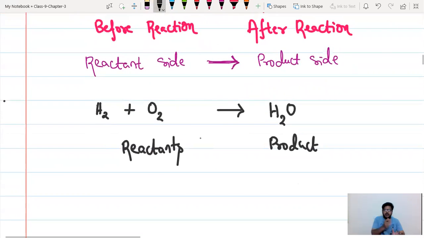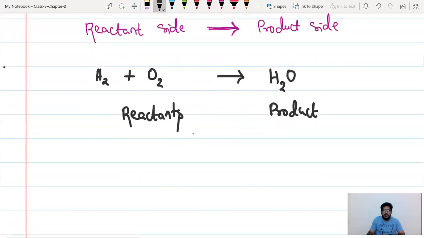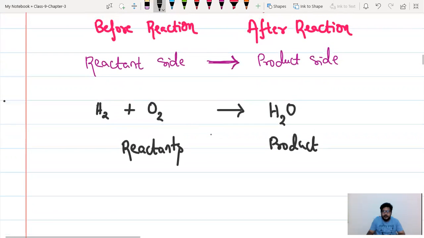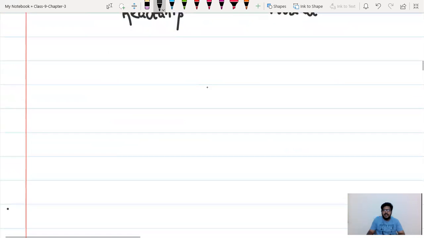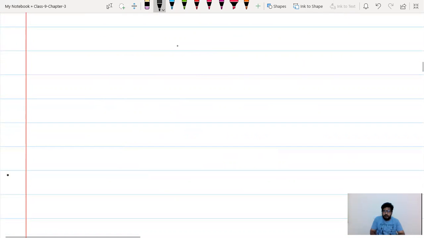Before the reaction part, we have to call it the reactant side, and after the reaction, we have to call it the product side. Now, if you observe this example, hydrogen and oxygen are both reactants. H2O is the product. Now, every chemical equation should be balanced. Balanced means it should satisfy the law of conservation of mass. Try to understand this flow chart.